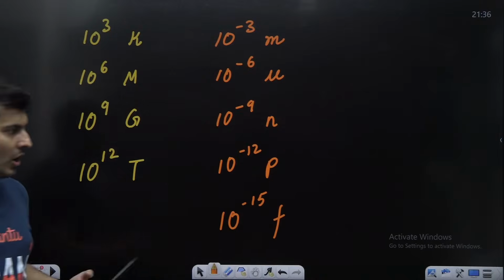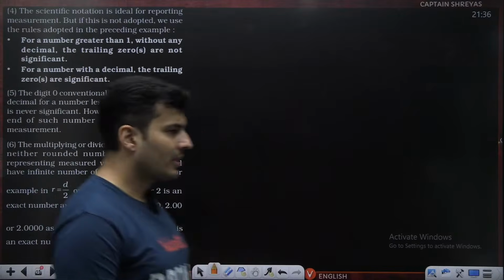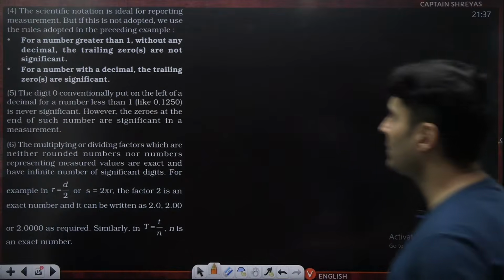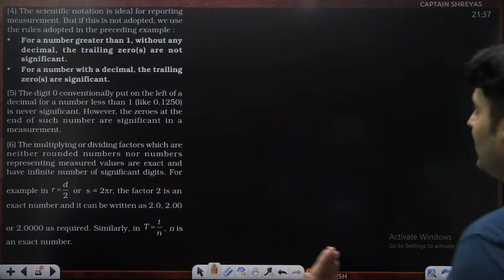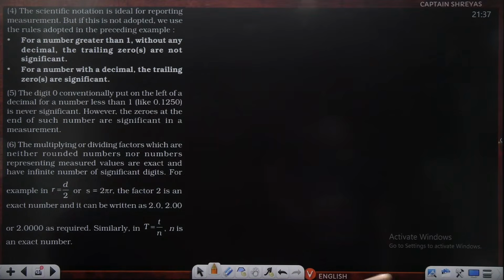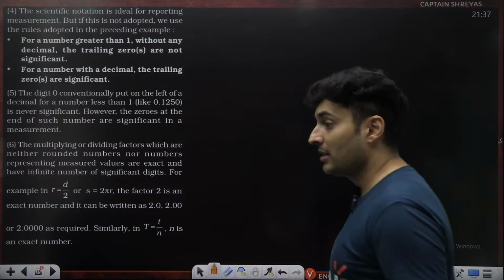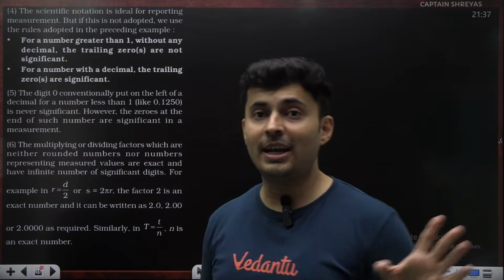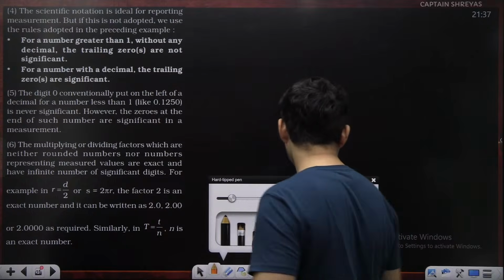Absolutely. Awesome. Now, the last thing over here in significant figures is where scientific notation is ideal for reporting a measurement, but if this is not adopted, we use another set of rules for a number greater than 1. See, not every time you will see scientific notation applicable. Very, very important what they are saying.